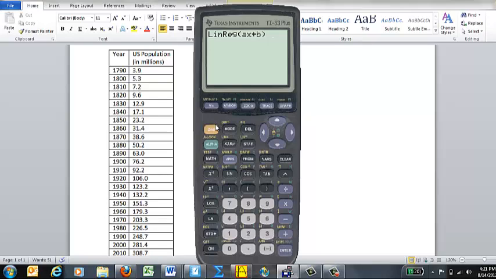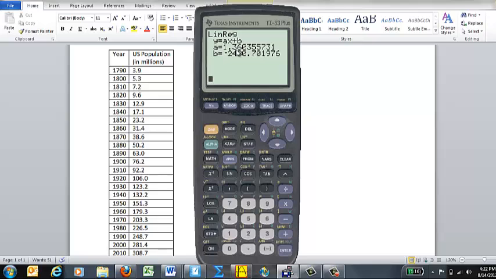Because our data is in list 1 and list 2, we don't have to indicate to the calculator what lists they are in. But if they were in other lists, you would have to indicate the list by going to second 1, which is list 1, and then second 2, if it's in list 2, in that order. Then we can hit enter, and the calculator quickly computes the equation of the line with a slope of 1.36 and a y-intercept of -2,480.7, and it also gives you the equation in slope-intercept form.